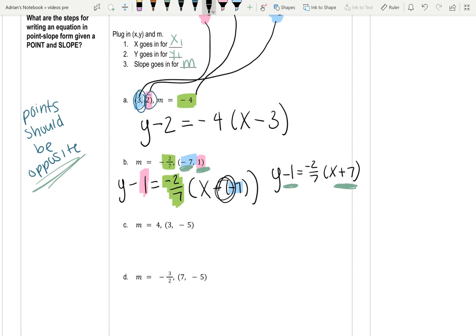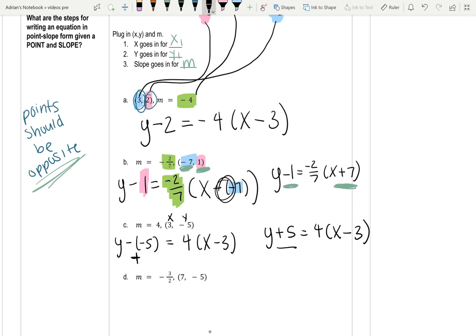So let's try another one. So I have y minus -5 equals, and then my slope of 4, and then x minus 3. Now again, I have to change this double negative to a plus, so my answer is actually y plus 5 equals 4, and then in parentheses x minus 3. Again, if you see here, I have a plus 5. Originally, it said -5. Here I have a -3. Originally, it was a plus 3. So those should look opposite.